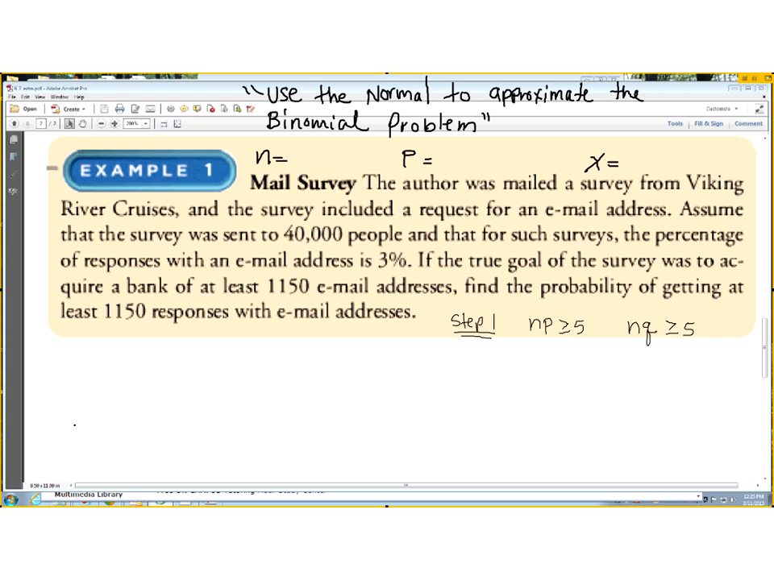So we have three numbers here: 40,000, 3%, and 1,150. So what do you identify as n?